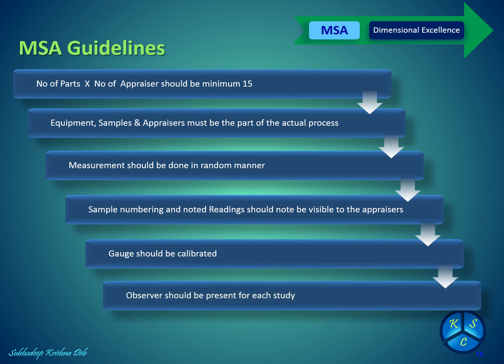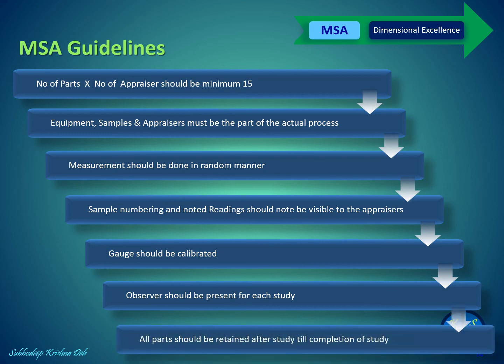An observer should be present in each study. For each MSA study, there should be an observer. It should not be that one appraiser is taking the measurement, and then when the second appraiser is taking the measurement, the first appraiser is noting down the reading. It should not be like that. The observer should be present for each and every study to note down the readings and see that all the guidelines are being followed and the MSA is done in a perfect manner.